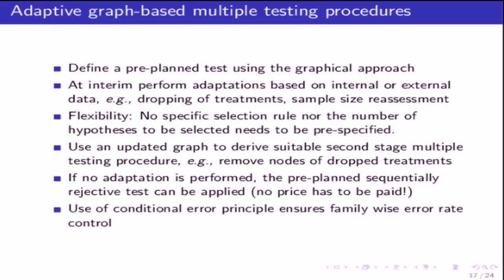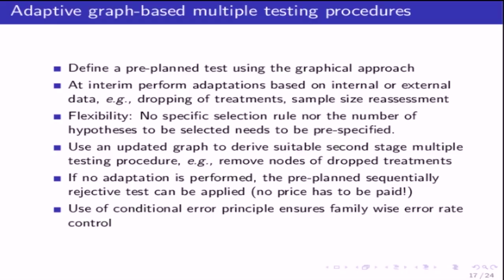And if at the interim analysis you want to change something, then simply draw a new graph. So use an updated graph to derive the suitable second stage multiple testing procedures. So you can remove nodes of the dropped hypotheses. You can also reshuffle the weights. And the really nice thing is, if no adaptations are performed, then you can run the graph-based multiple testing procedures as originally planned. So there's no price to be paid for the option to perform an adaptation.